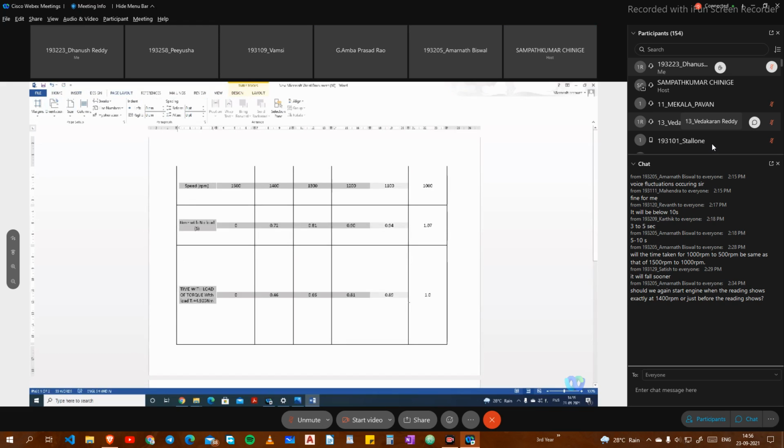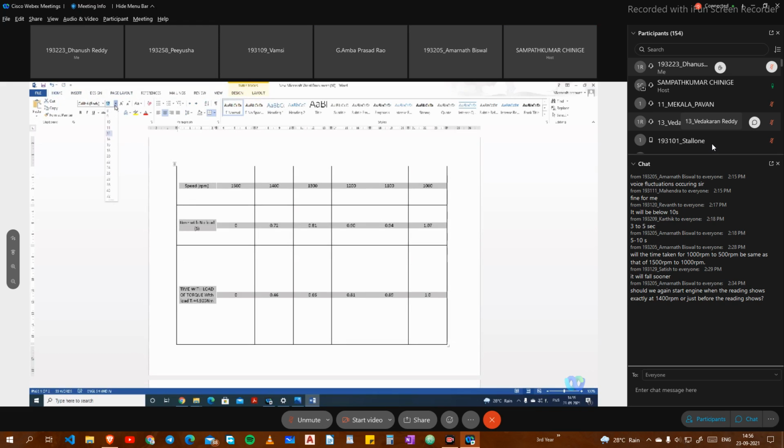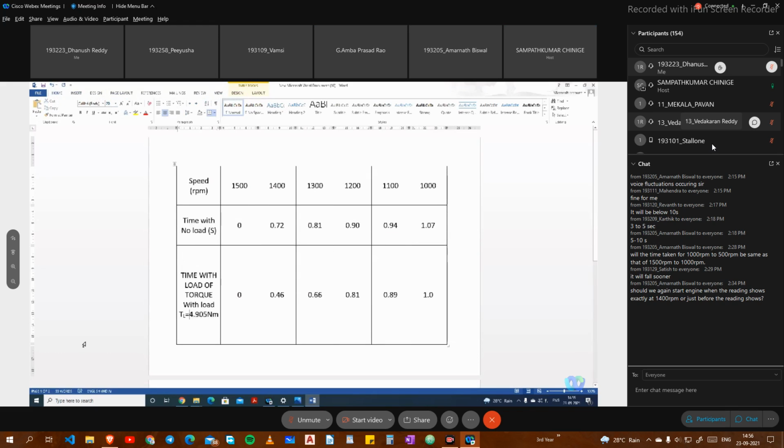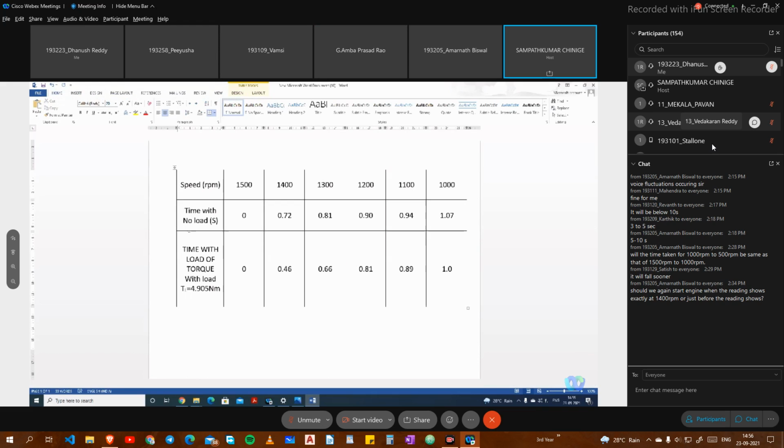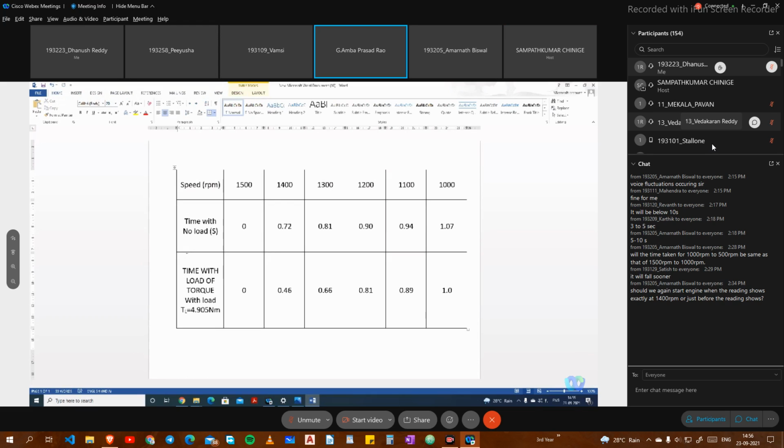I have made this visible to you. Right? Yes, it's very clear. So these are the readings that we have. So 1500 to 1400 is 0.72 seconds. 0.5 kpm is equal to 4.905 Newton meter conversion. Whatever we have shown in the dial reading is 0.5 kpm, and when we convert it, it will be 4.905 Newton meter.